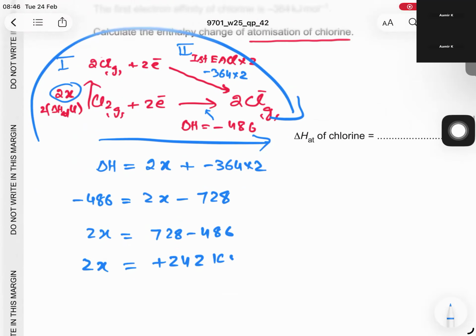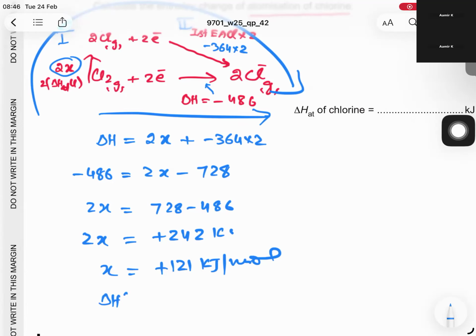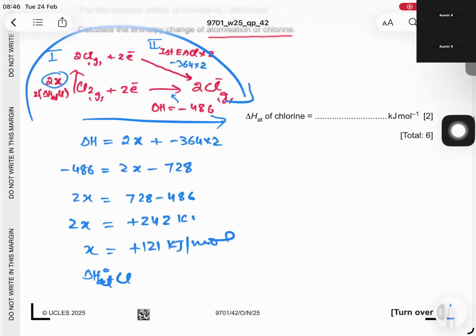So x would be equal to what? Plus 121 kilojoule per mole. And this x is the delta H of atomization of chlorine, right? So this is what we were looking for. And this value is plus 121 kilojoule per mole, right? So this is how we find out the atomization enthalpy. Next.